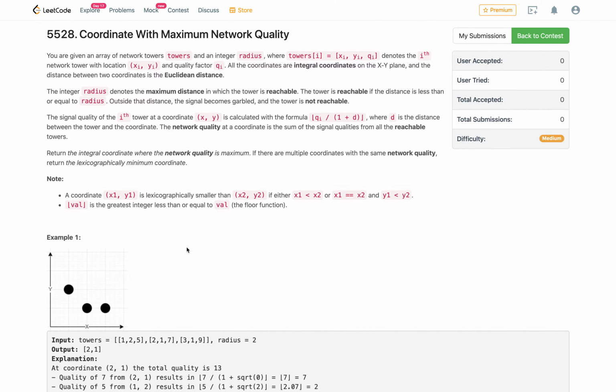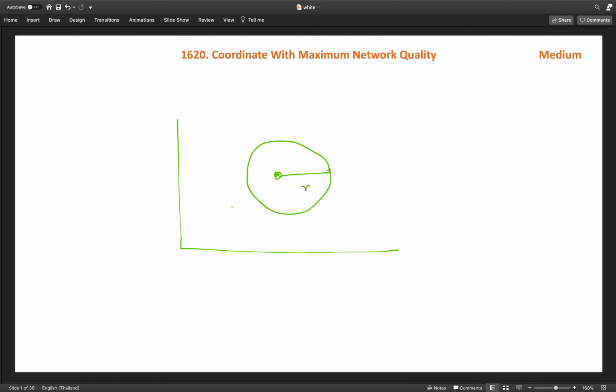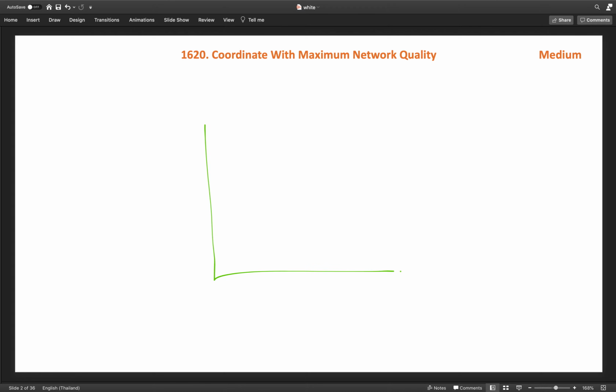So now, let's say we have multiple towers. In this xy coordinate plane, let's say this one tower is there, let's call it T1, another tower is T2, and the third, let's say T3. Now we need to calculate the total quality on each tower, like T1, T2, T3, and the quality of this tower is reachable. Let's say this is our ith tower, and we are calculating.